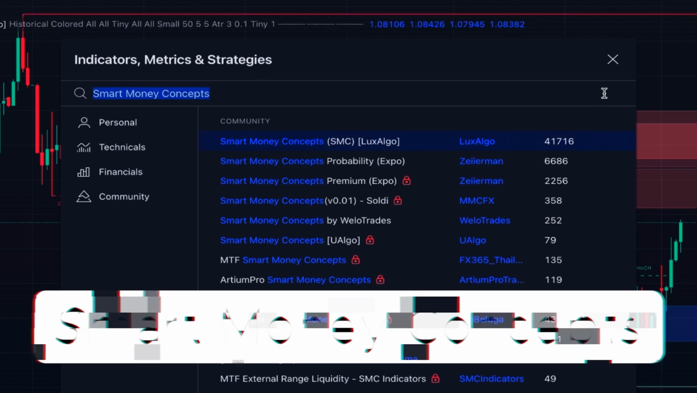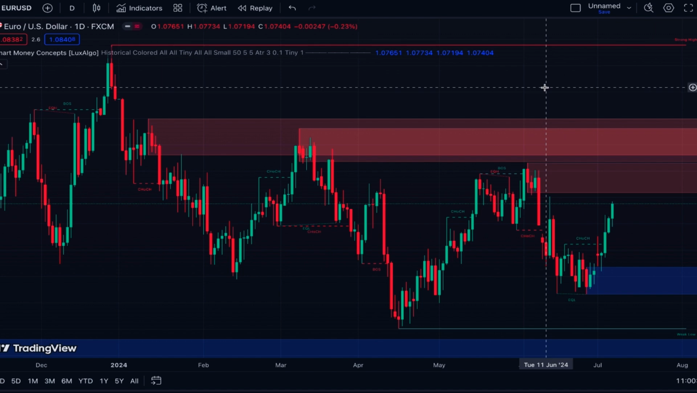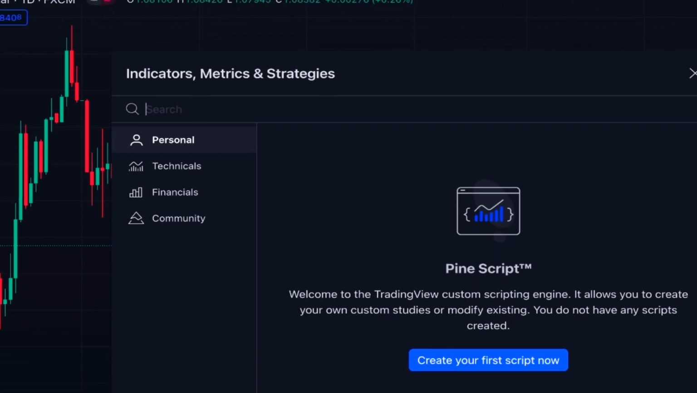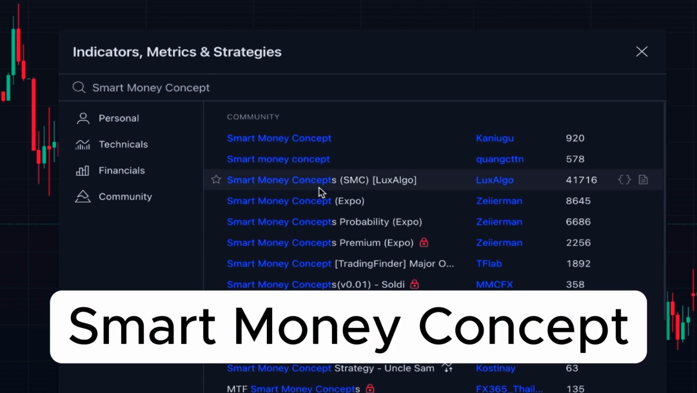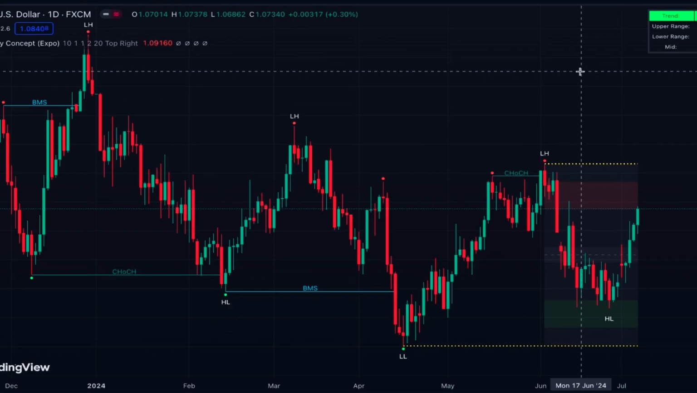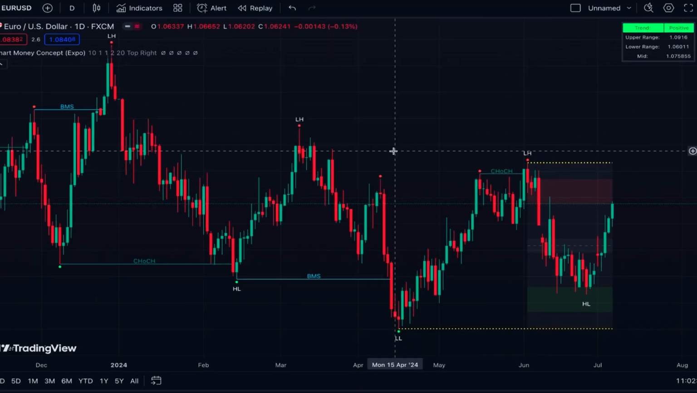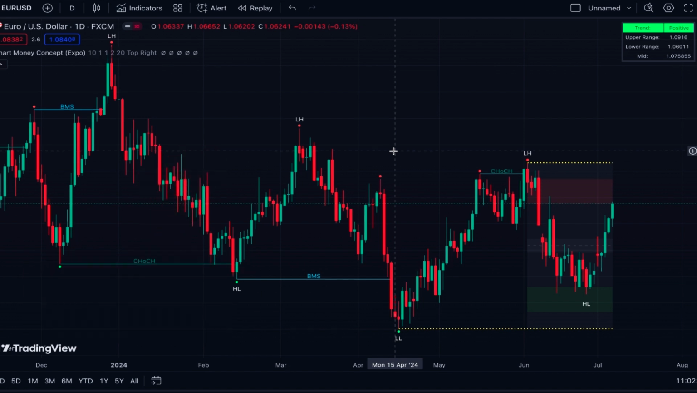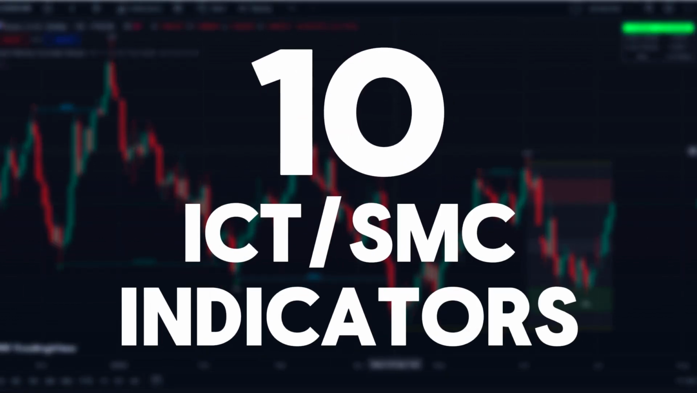and this indicator also similarly provides you many of the concepts in SMC method of trading. And the third indicator is Smart Money Concept from Zierman, this one, Smart Money Concept Expo, and this is also a good indicator for SMC trading. Compared to the other two, it offers limited concepts, but for the ones it identifies, it does it in a perfect way. In this video, I covered 10 smart money concept indicators on TradingView that are great help for traders who use this trading method.